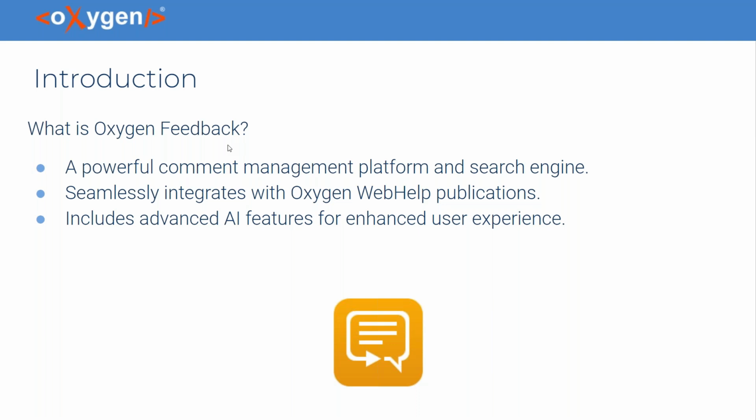Let's begin with a quick introduction to Oxygen Feedback. As many of you know, it's a powerful comment management platform originally designed to collect feedback from users. Over time, Oxygen Feedback has evolved into much more. It's now a robust tool for user engagement and content discovery, complete with a built-in search engine. With version 5.0, we've taken this to a whole new level, adding AI capabilities to empower your audience and simplify your technical documentation.